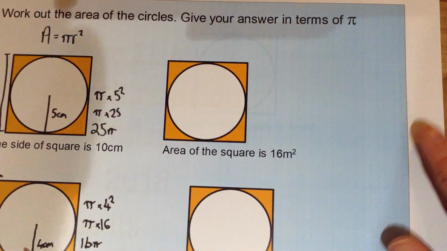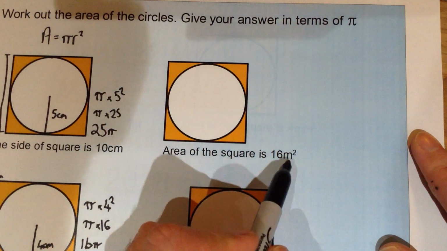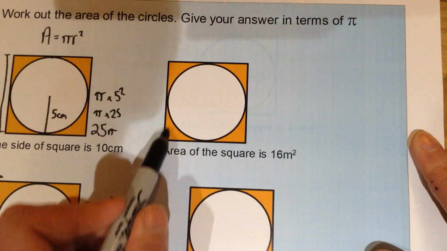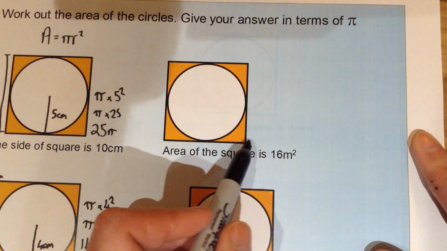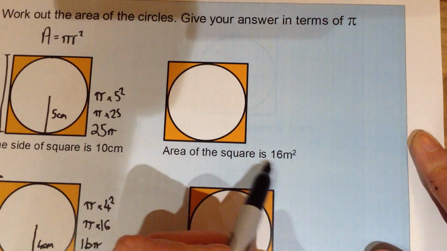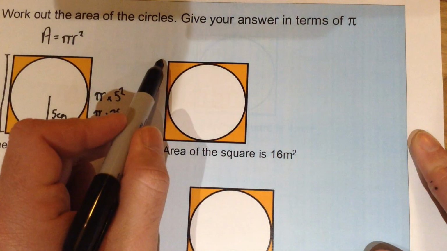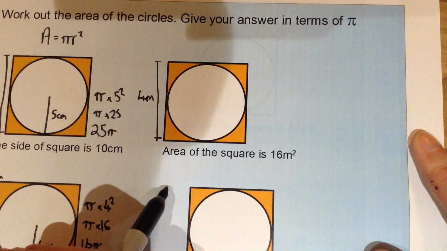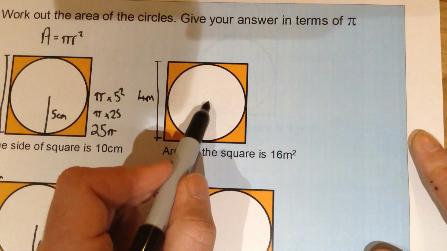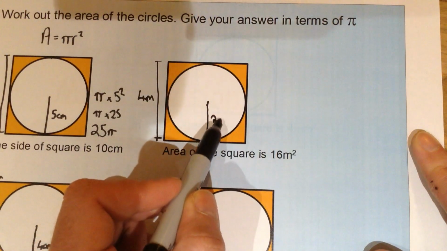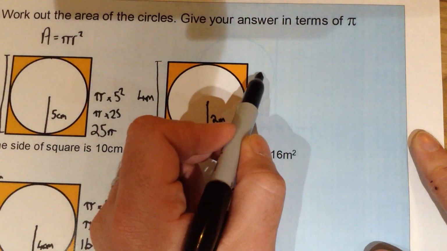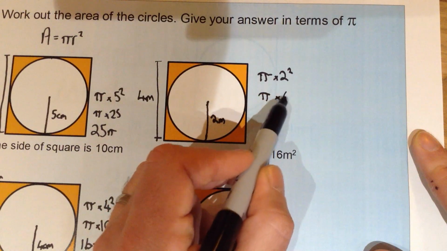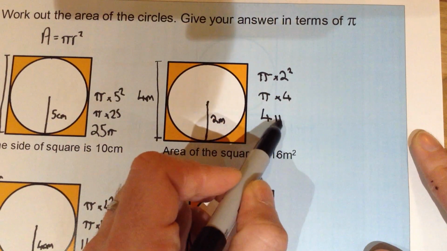For the third question, it says that the area of the square is 16 metres squared. So to work out area of a square, we would do length times width, but because the sides are the same length with it being square, what number times by itself makes 16? Well, that would mean each side of the square would have to be 4 metres. If the full length is 4, the radius is half of that, remember, so 2 metres. So we would do pi times 2 squared, which would be pi times 4, which we would write as 4 pi.